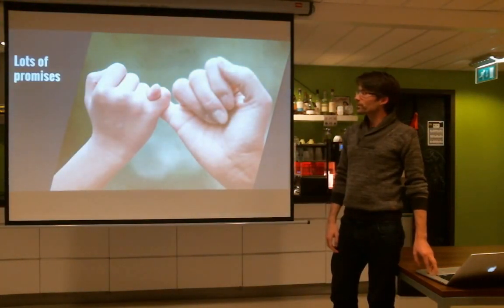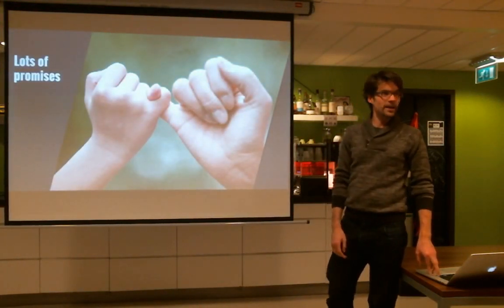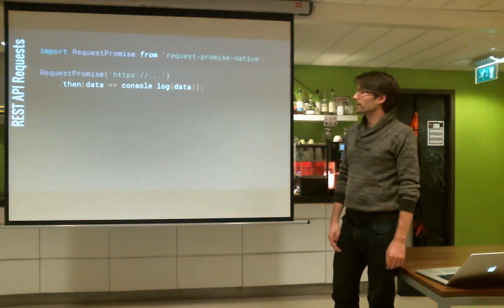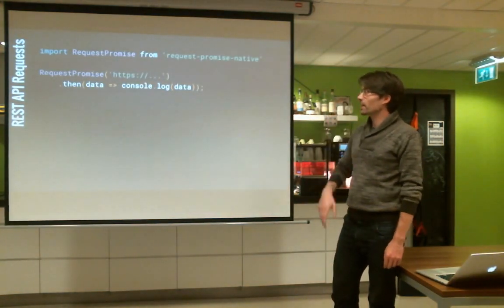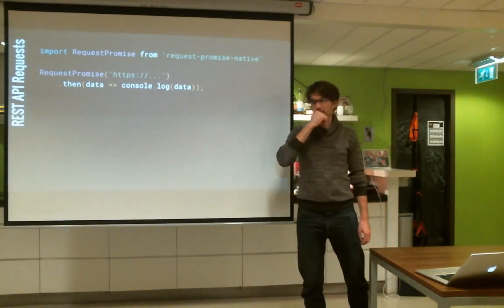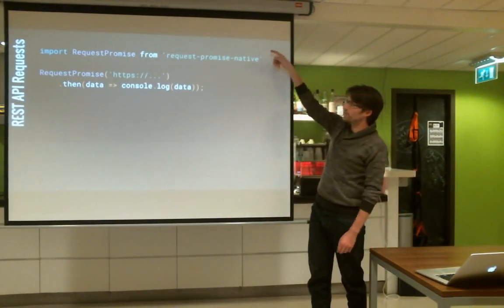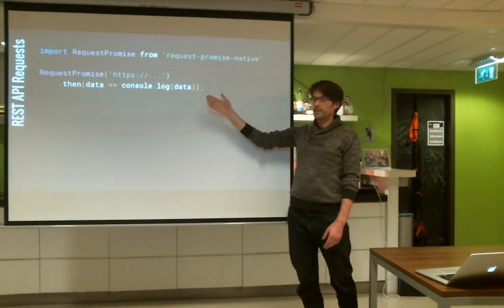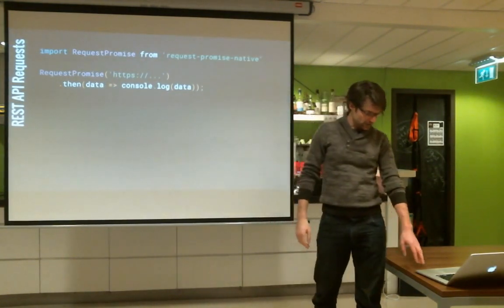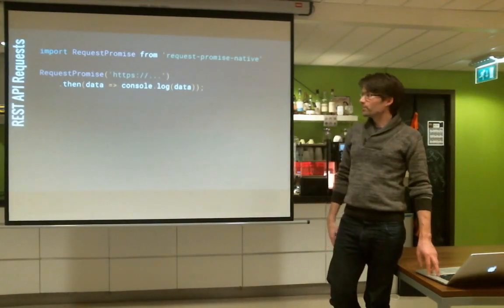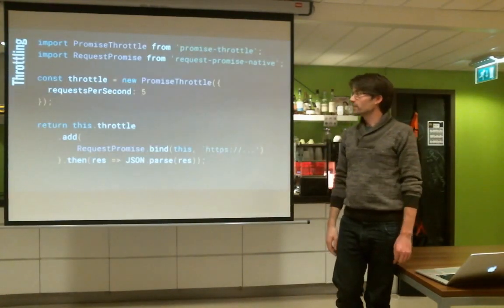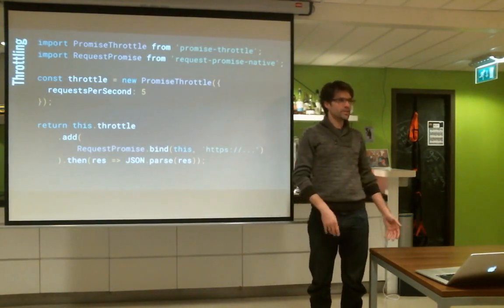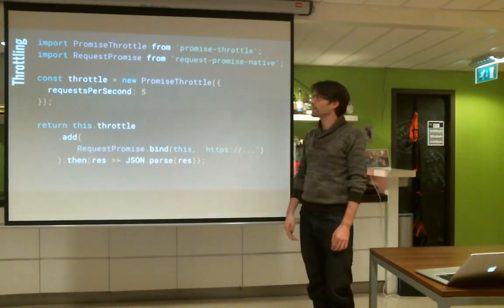We rely pretty heavily on ECMAScript promises, like these REST APIs. So we're using request promise, and you can just do request promise with some parameters, and then you get the data back. It's pretty easy. But for instance, the harvest APIs need to be throttled. You can only do X amount of requests per X seconds, something like that.